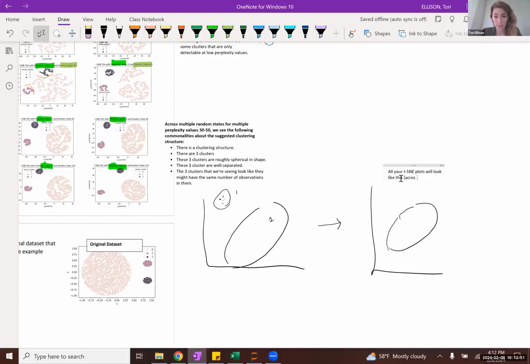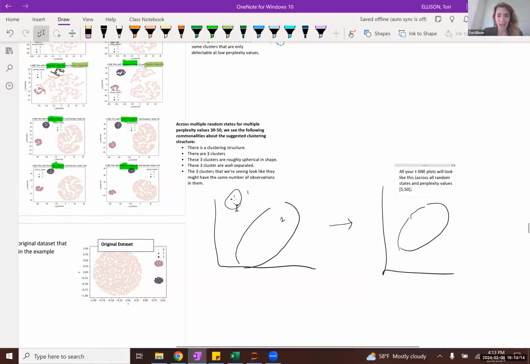Most likely across all random states and perplexity values between 5 and 50. Okay. So this is showcasing that there's no foolproof method that we're going to be introducing to you in this class that will be able to identify all clusters and all clustering structures. And this is just one such case.